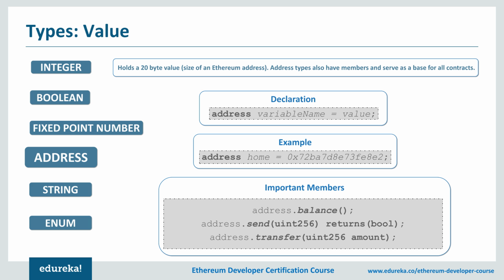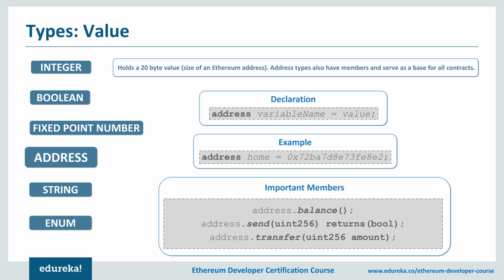The address member also has some very important functions. We can check the balance of any address by just calling address.balance. Then we can also send some money to some address by using the send function, and we can also use transfer. Send and transfer both do the same thing, but it is always recommended to use transfer, and this is why.